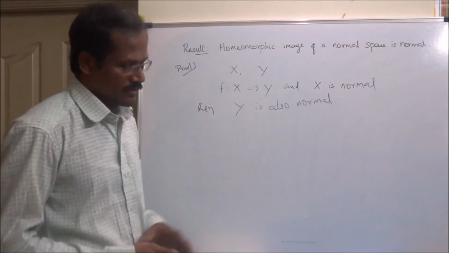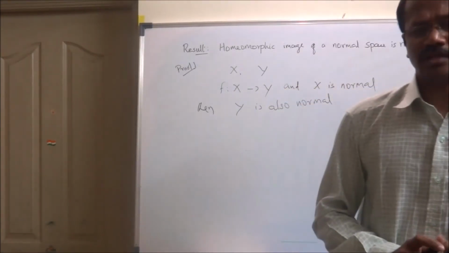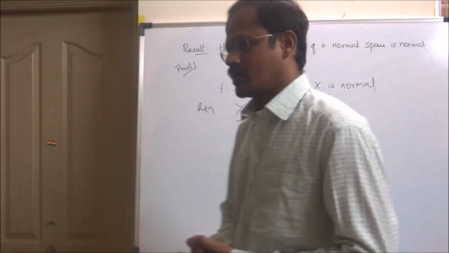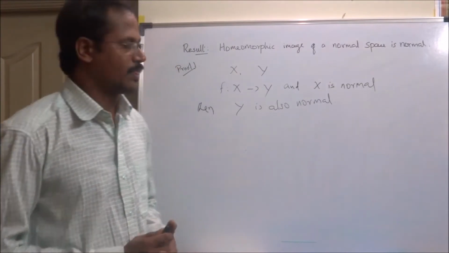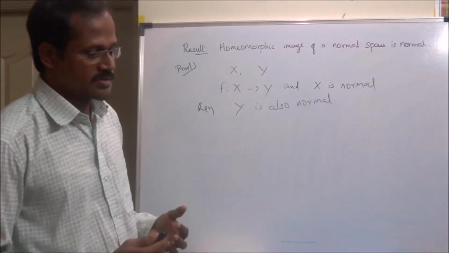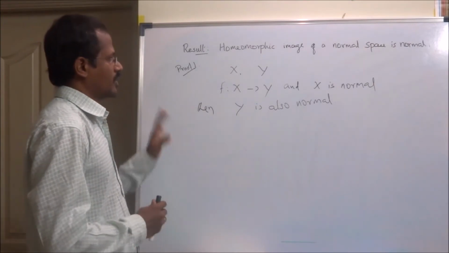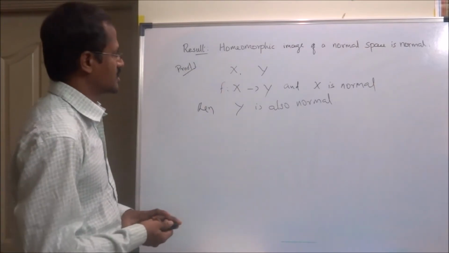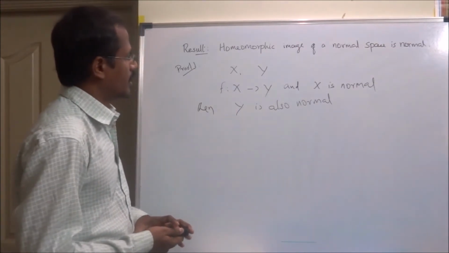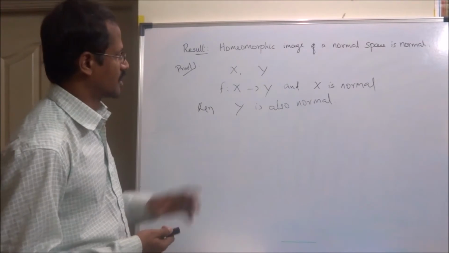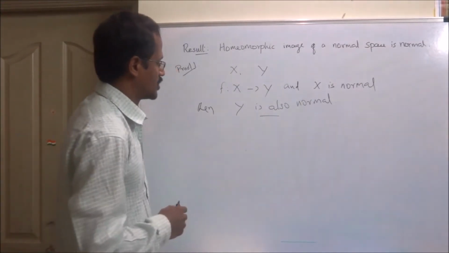As a consequence of this result, we can say that the concept of normal space is actually a topological property. That is, it is invariant under homeomorphism. It carries every normal space into a normal space. For the proof, we assume X and Y are two topological spaces, and f is a homeomorphism from X to Y, and further we assume X is normal. We shall prove that Y is also a normal space.